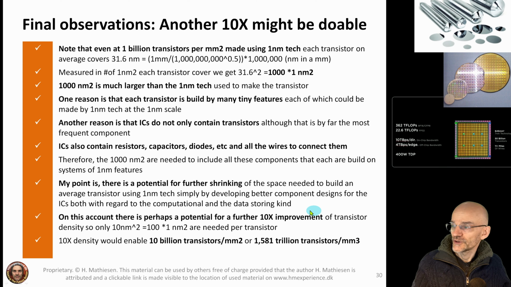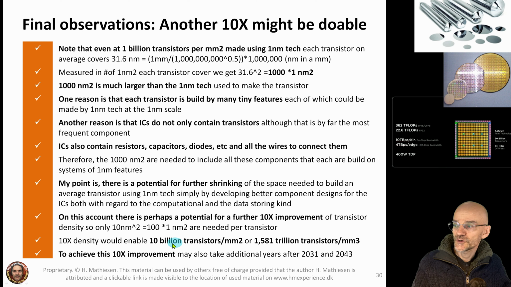I think we will end up with a reality that says Moore's law will end somewhere between 1 billion and 10 billion transistors for computational ICs, and it will end up between 16 trillion and 1,600 trillion transistors per cubic millimeter for the data storing kind of ICs. And then, of course, if it is possible to go beyond 1 billion transistors per square millimeter and 16 trillion transistors per cubic millimeter, then I believe some more years are needed beyond those end dates I have estimated above. That was 2031 and 2043.